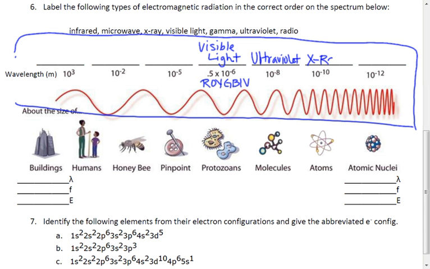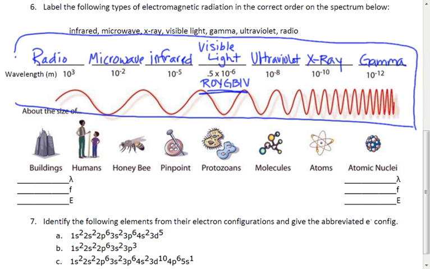X-ray, and gamma rays. Gamma is the shortest. And then on this side, radio is the longest. Then we have microwave and infrared. What you will need to know, again, is the colors in the visible spectrum here, as well as which side has the long wavelength, which side has low energy and low frequency.